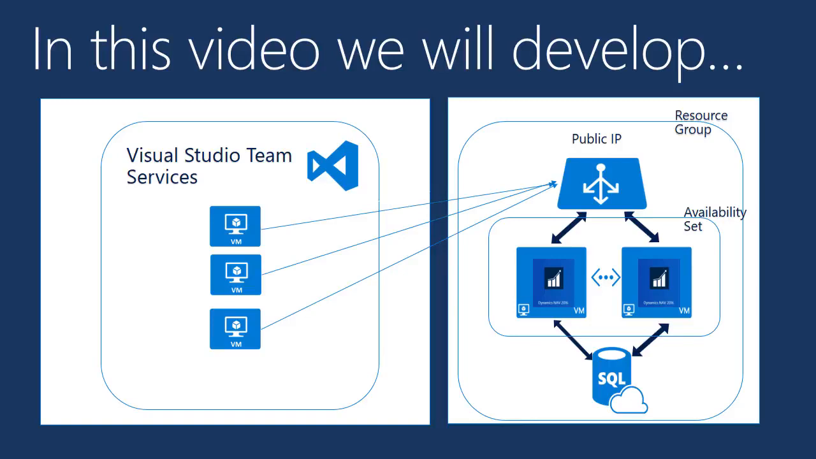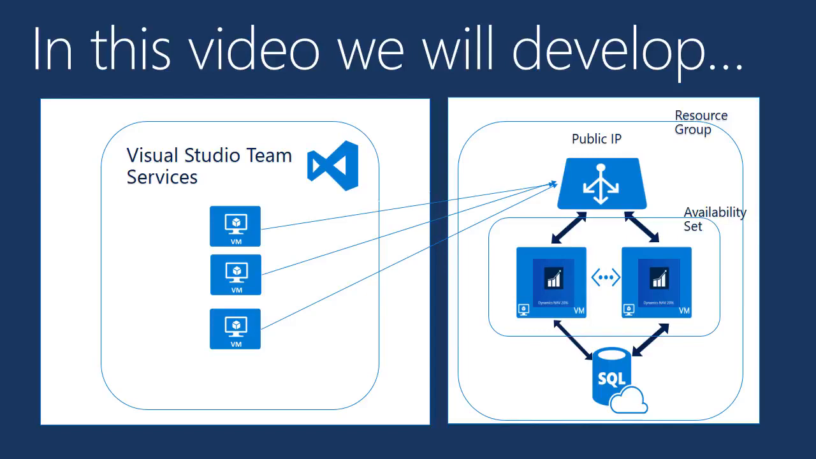We have an internet-facing endpoint for the Azure load balancer. The endpoint is shared by two NAV virtual machines in an availability set. Each virtual machine is running the NAV web client and the NAV server, and the NAV servers are connected to the same Azure SQL database. This configuration was demonstrated in my previous How Do I video.